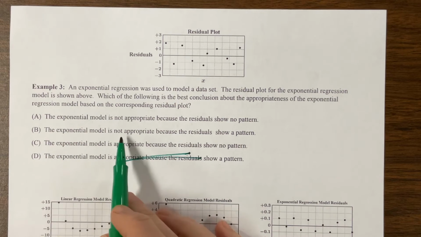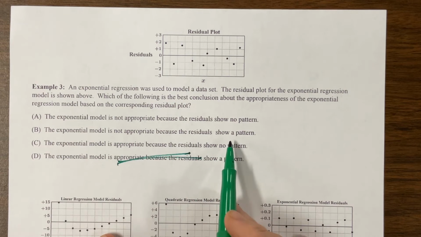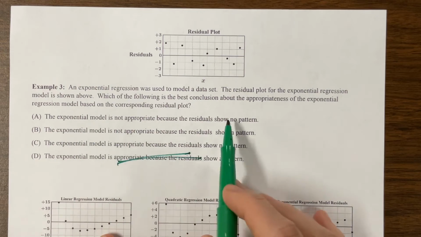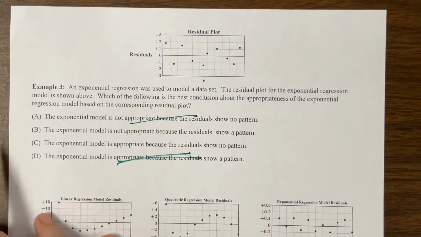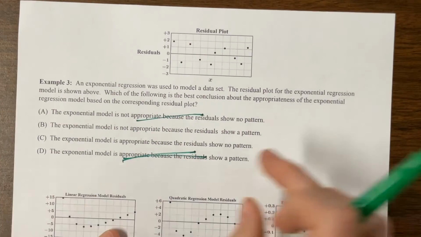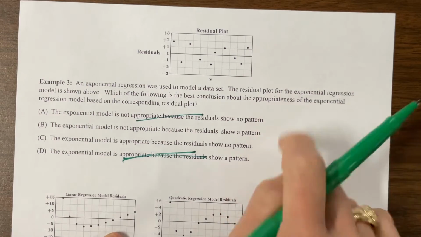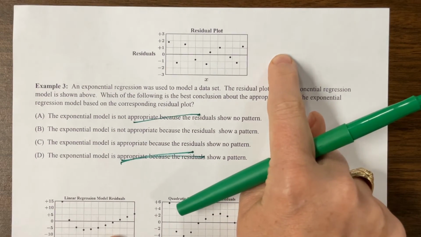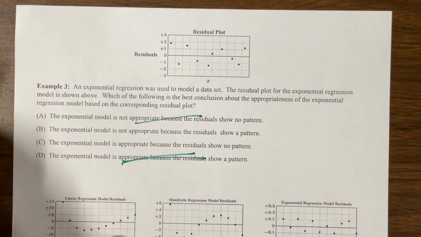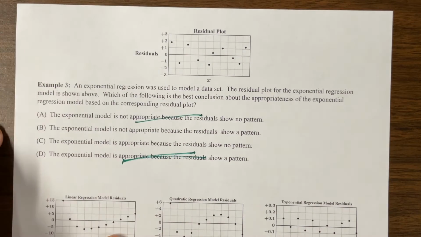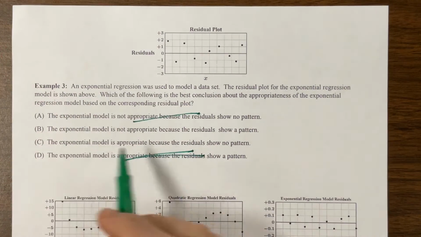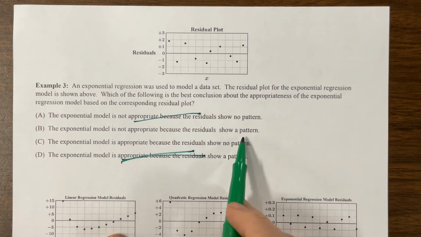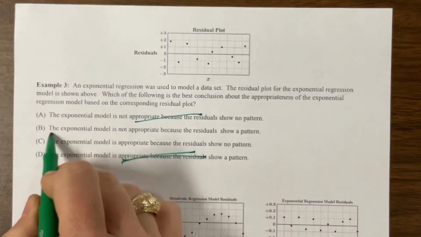The exponential model is not appropriate because it's not appropriate because it shows no pattern. No, we want no pattern. Does that make sense? Those two will always be wrong. And so now we're going to look back at our data set because a pattern means it's a bad fit. No pattern means that it was a good model. So this exponential is not appropriate because it shows a pattern. I don't think it shows a pattern. So I would answer that with C.